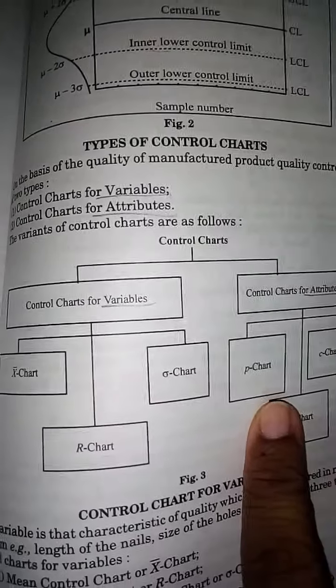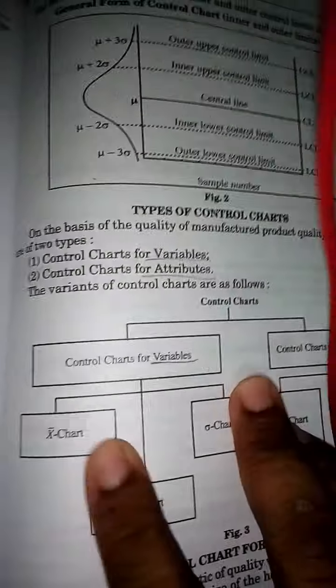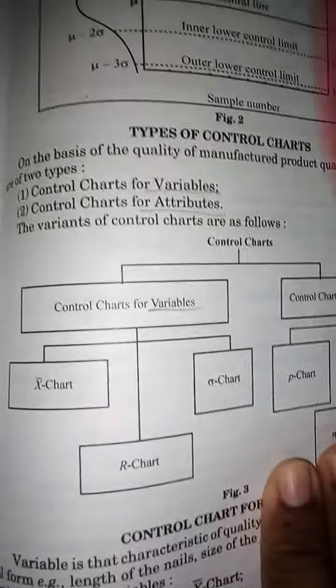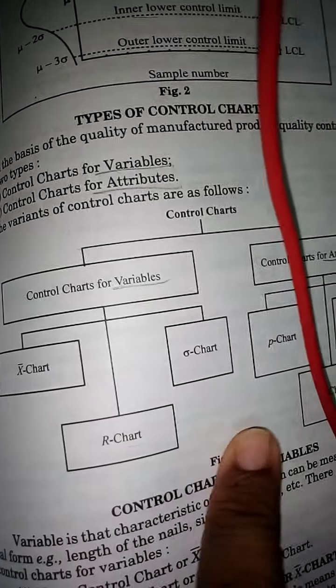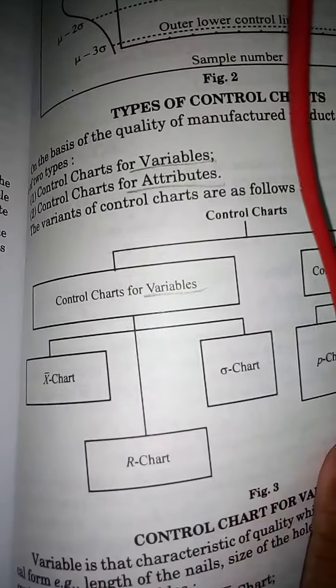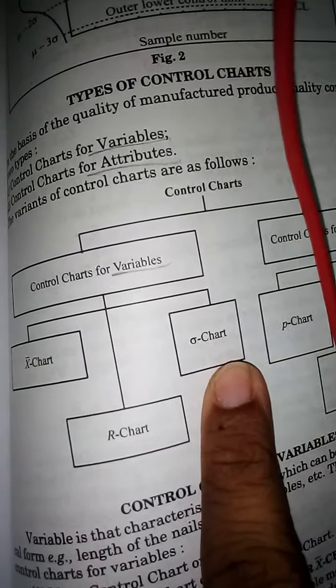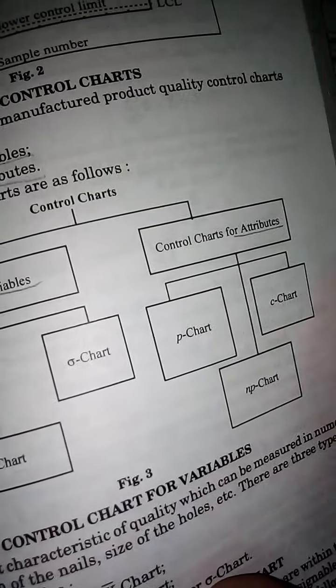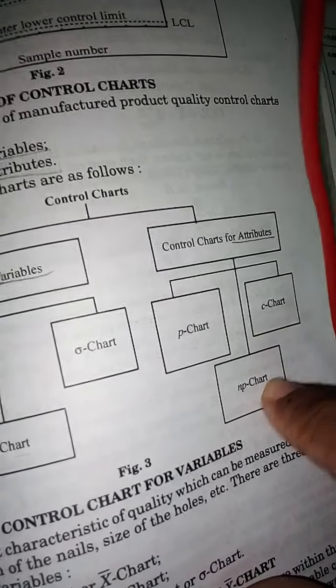And here come the types of control chart. There are two types of control chart: control charts for variables and for attributes. First of all, we go through variables. In this chart we can see three types in variables: mean chart, standard deviation chart, range chart. For attributes there are P chart, C chart, and NP chart.